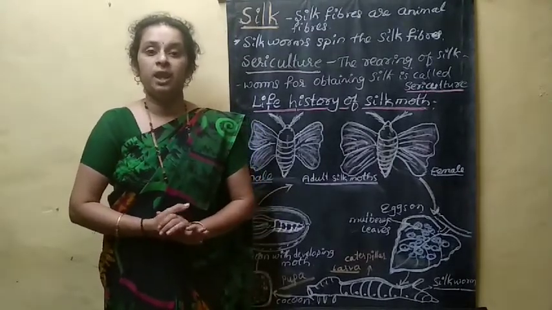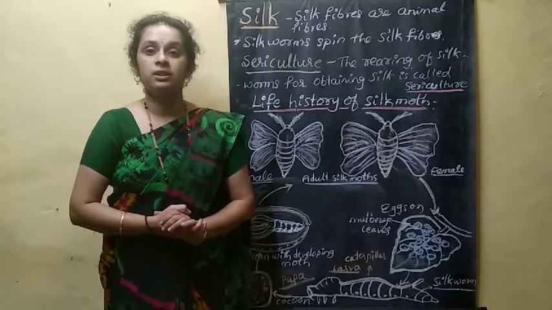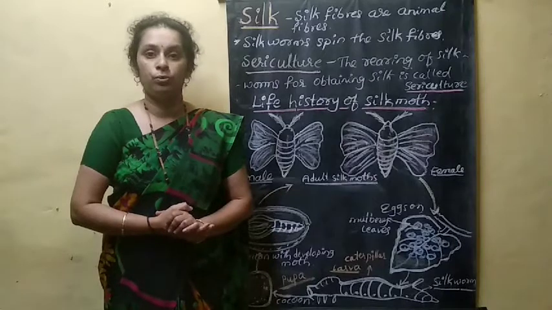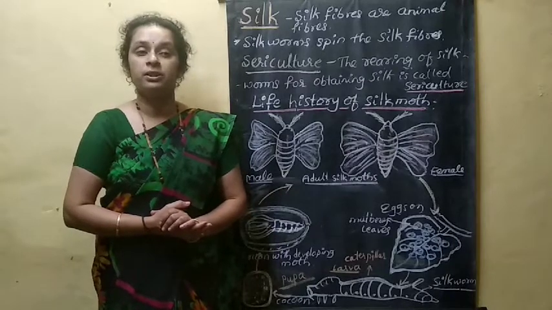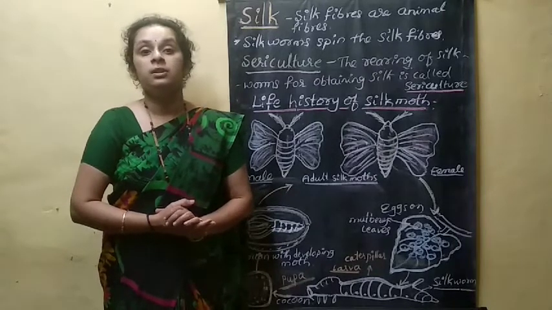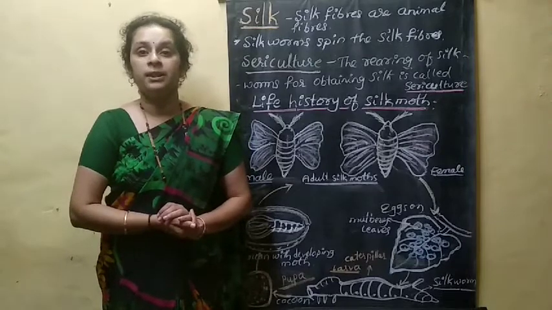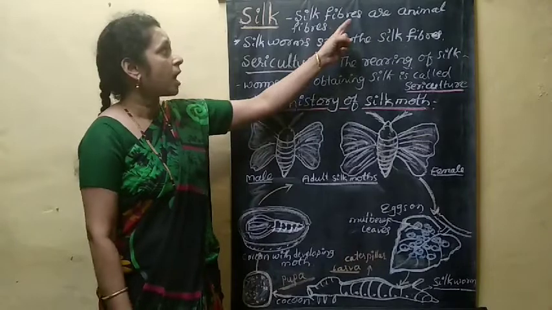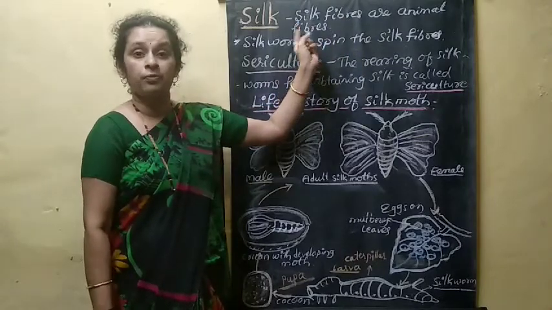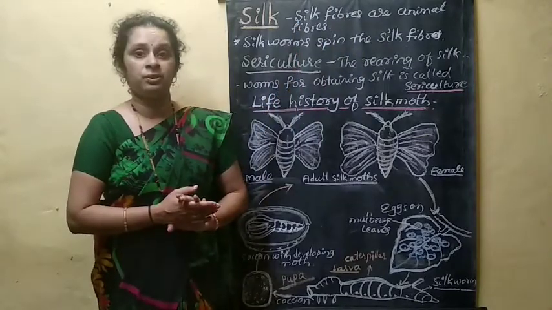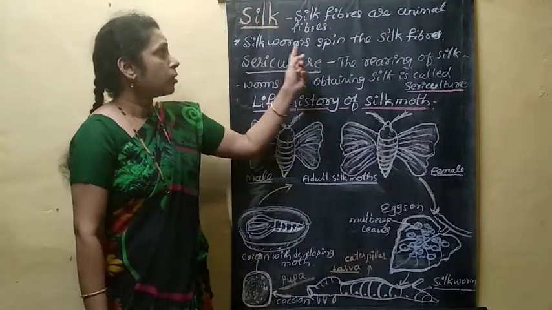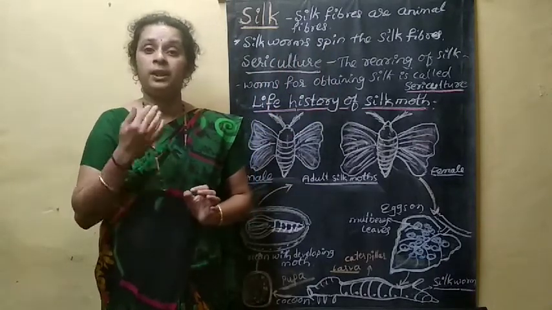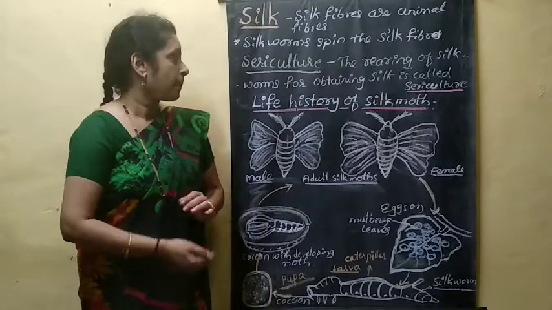Children, in the last class we discussed the processing of fibers into wool. In today's class we will discuss another animal fiber called silk. Silk fibers are also an example of animal fibers. Silkworms spin the silk fibers. From the silkworm we obtain silk fibers.